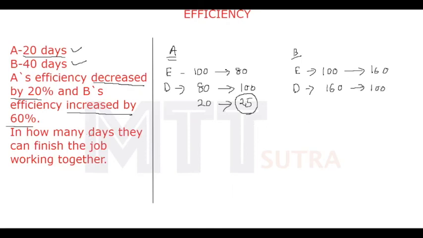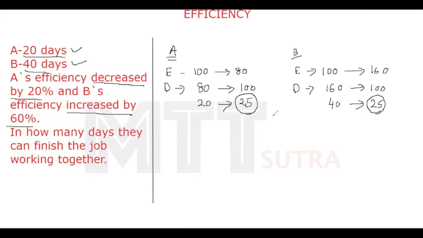Now, what is the actual days required by B? It's given in the question, that is 40 days. So if B was requiring 40 days to finish the job, how many days required by B to finish the job right now? 160 divided by 4 is 40. So 100 divided by 4, that is also 25. It is just the unitary method, you can say.